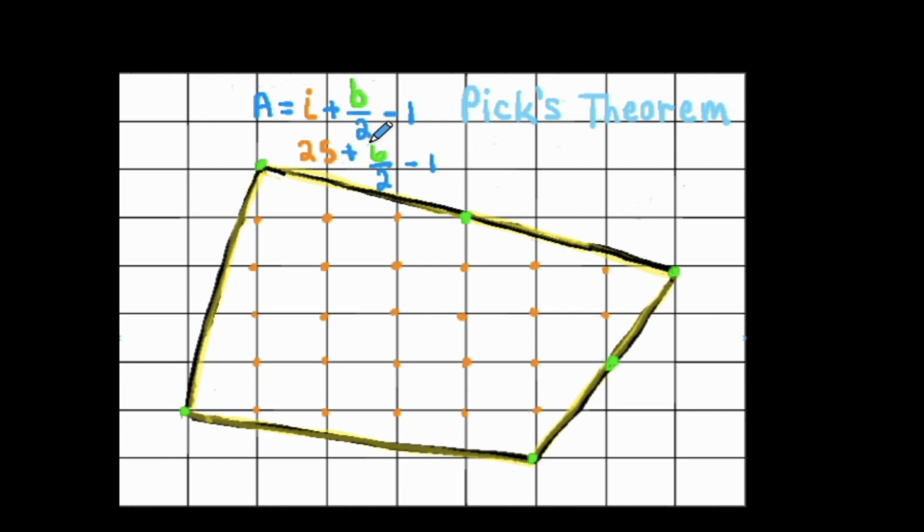So we have 25 plus 6 divided by 2. Well, 6 divided by 2 is 3. So 25 plus 3 is 28. And then 28 minus 1 equals 27. Therefore, the area of this quadrilateral or irregularly shaped polygon is 27.